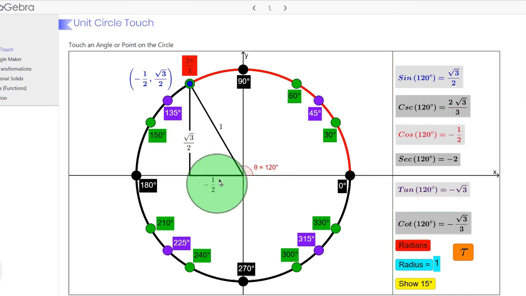Pretty simple. Same for cosine. Cosine would just be x over 1. We can quickly see then that cosine of 120 would be negative 1/2. Now this brings up another important point.